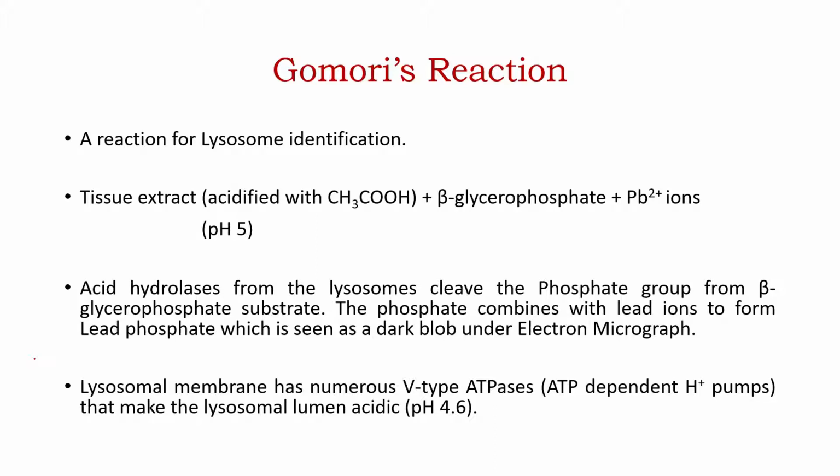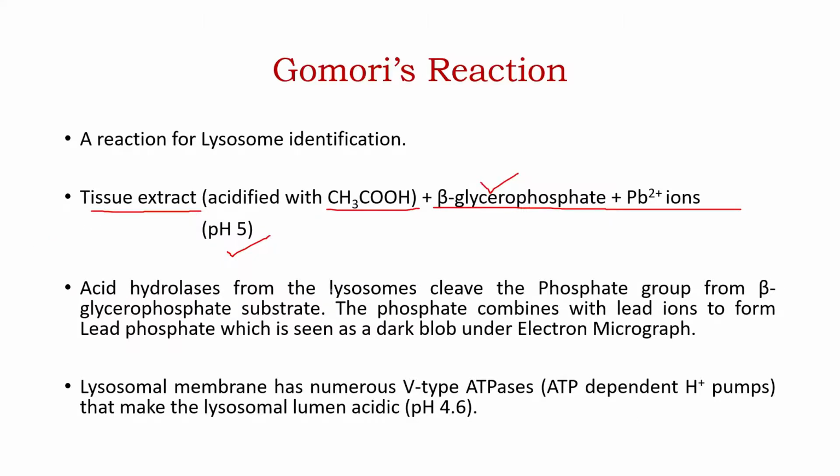If we want to identify whether lysosomes are present in any particular tissue extract, we conduct this reaction or this experiment. So a tissue extract is taken, and that tissue extract is acidified with acetic acid to a pH of 5. So this pH 5 is really important for this reaction to take place. To this solution, beta glycerophosphate and lead ions are added. So beta glycerophosphate acts as the substrate.